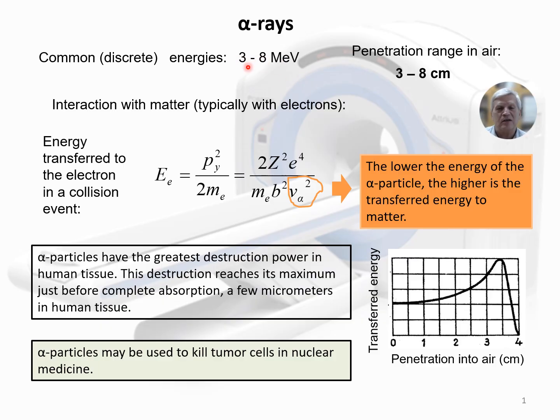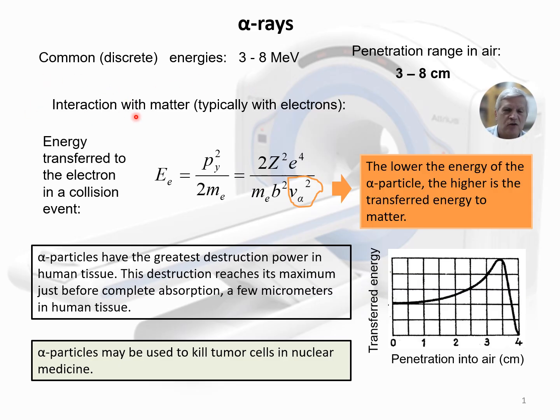What does it mean, this energy? If we have a look at the penetration range in air, this is from 3 to 8 centimeters. That means it is very easy to memorize. So the penetration range of alpha rays in atmospheric air is about 1 centimeter per mega electron volt. So if you are about 10 centimeters away from an alpha source, then you are absolutely safe. The alpha rays will not reach your body.